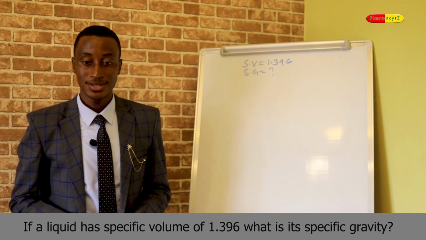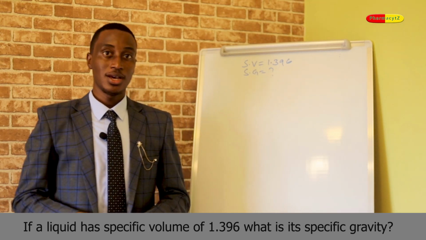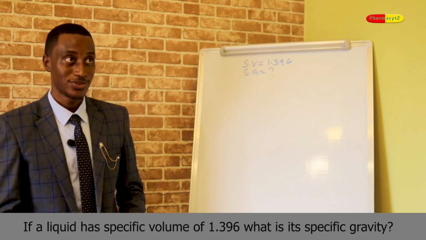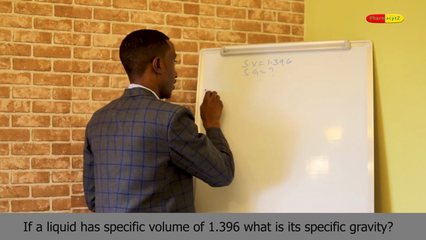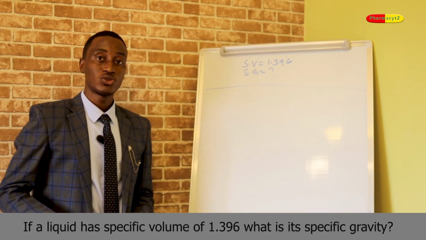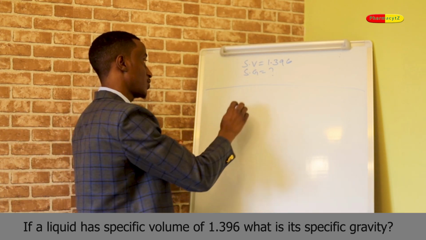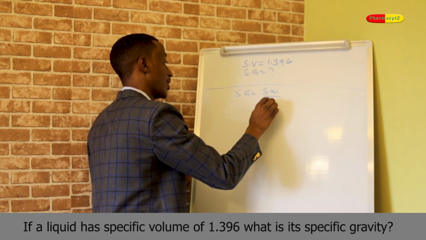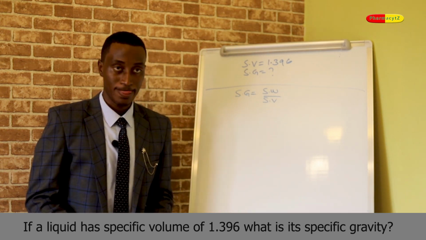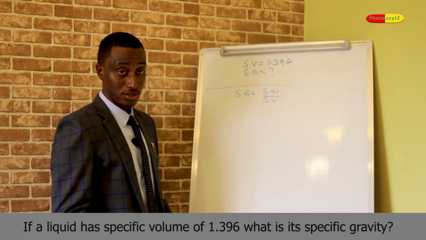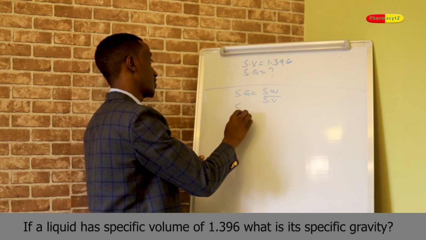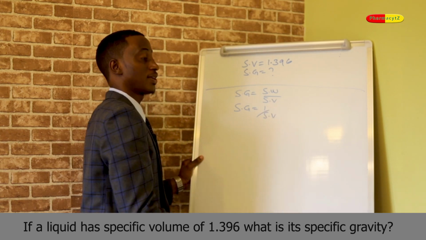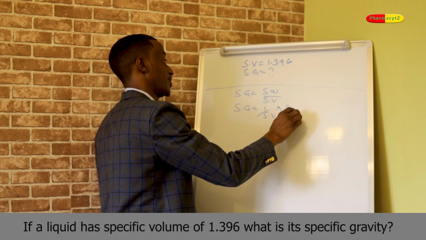So this question has only stated the specific volume, no specific weight, but you need to calculate the specific gravity. How do you do this? Check this derivation. There is the other way around to perform this calculation. Mind you that specific gravity is equivalent to specific weight over specific volume. So this can be derived as this. Specific gravity is equivalent to 1 over specific volume times specific weight.